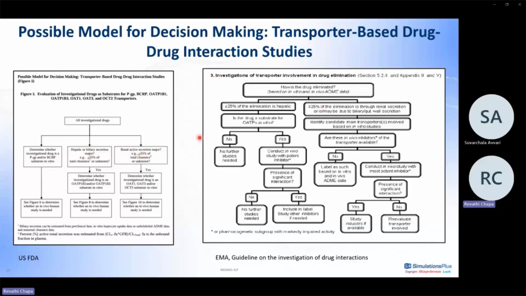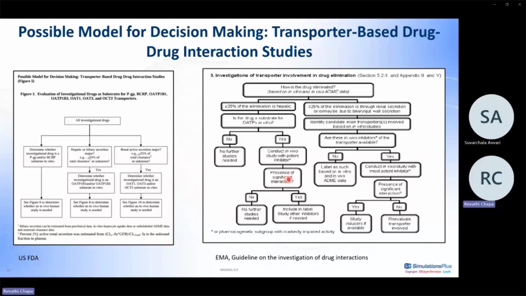So here is another guideline from EMEA, where it more or less agrees with FDA. So for example, here again, we are looking at a ballpark of more than 25% elimination as hepatic. So if it is more than 25%, we need to screen for transporters like OATP1B1 and 1B3. If it is no, no further studies are needed. But if it is yes, we need to do a clinical DDI study with a potent inhibitor, like for example, rifampicin.